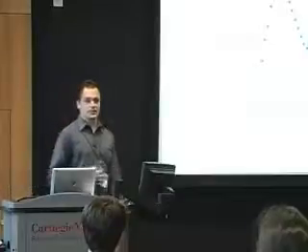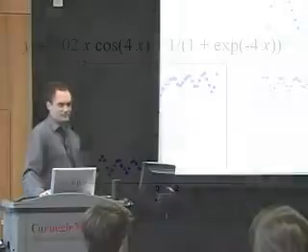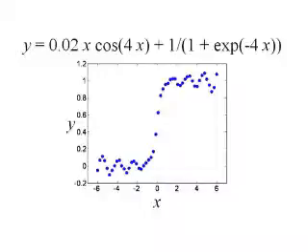So this one, I'll give you a hint. This one has a cosine in it. Anyone have a guess what this one might be? Cosine x over x. Really, really close. Yes, you got it. x cosine x.